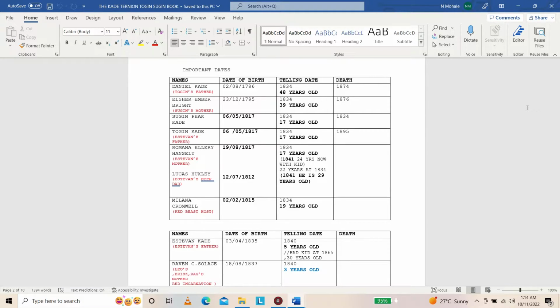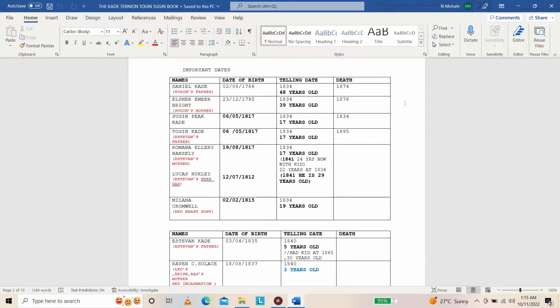So now we have Daniel Kade, and I've written below that he is Tojin's father, and we have some dates there, the date of birth when he was born, and we have a telling date which is very important, and this is where we're going to start telling this story, which is in 1834. And then we have Elsha Ember Bright, who is Sujin's mother, Tujin's mother, the brothers' mother, and we have Sujin Peak himself there. You can see his other name, Sujin Peak Kade. He was born in 1917 there, and then the telling age is 17 years old. So you can see that there, and we have Tujin, Steven's father. So that is very important to know there.